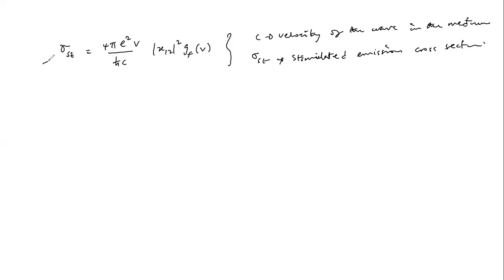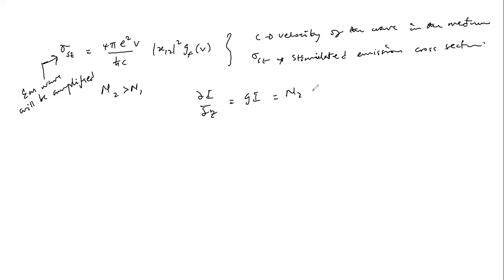Now, this equation of the stimulated emission cross-section shows that the electromagnetic wave will be amplified if the population inversion in the medium is such that N2 is greater than N1. Okay? So this tells us that the EM wave will be amplified. Because recall that dI/dz is the same as g I, equal to (N2 minus N1) sigma_st I. So once N2 is far greater than N1, then this value increases. Then the amplitude of the wave function will also increase.